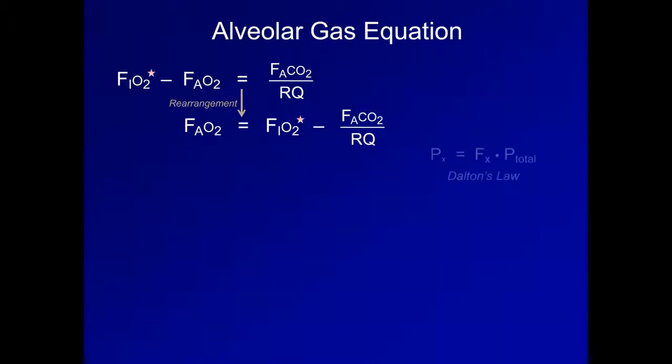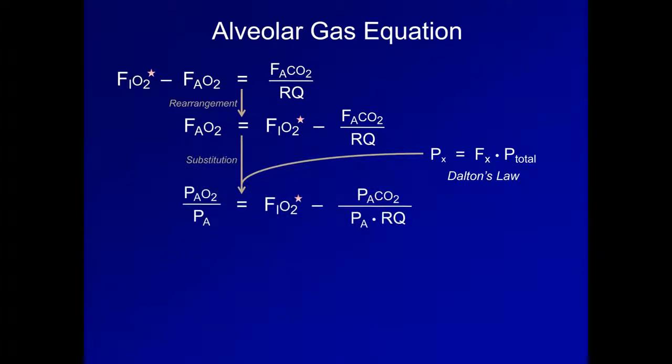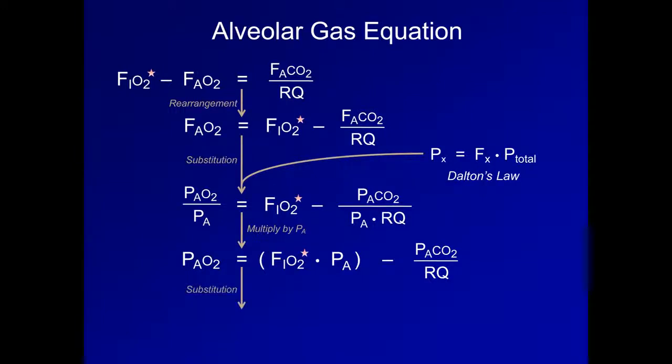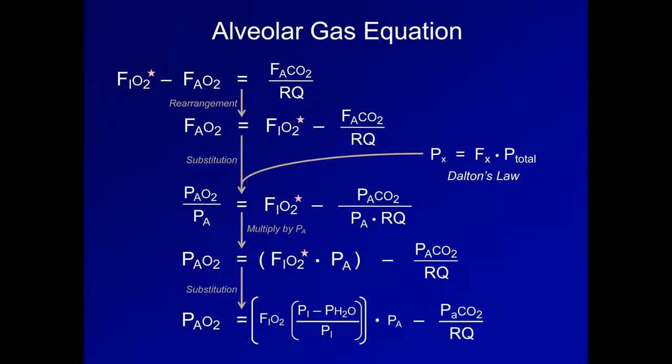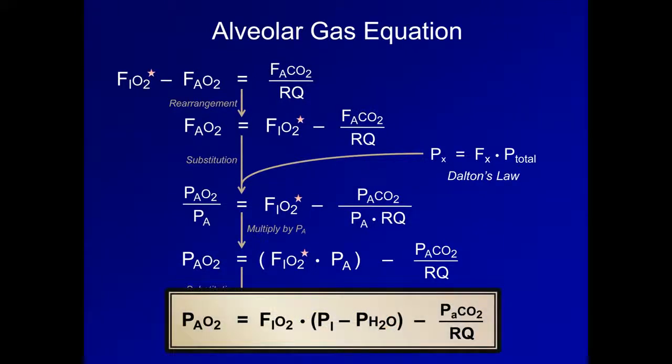We are going to bring in Dalton's law once more and substitute for the F big A O2 and the F big A CO2. Multiply everything by the total alveolar pressure. Now we're almost there. Just substitute in the expression for FiO2 star to get this. Since the total inspired pressure is equal to the average total alveolar pressure, these two variables cancel out. This leaves us with the familiar form of the alveolar gas equation.